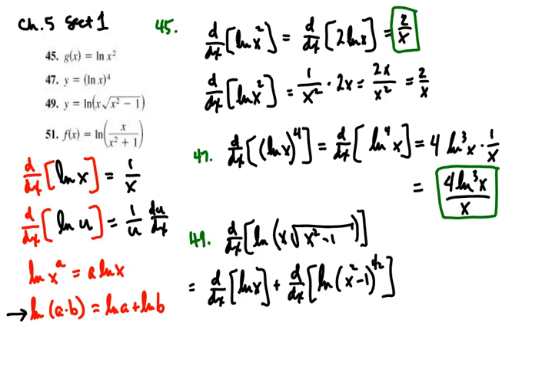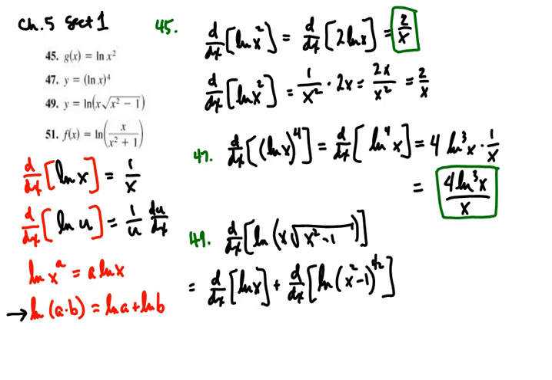logs. So we can take that natural log of x times square root of x squared minus 1 and break it down into natural log of x plus the natural log of square root of x squared minus 1. And then we can take the derivative of each of those terms individually. So we have the derivative of the natural log of x plus the derivative of the natural log of x squared minus 1 to the 1/2 power.